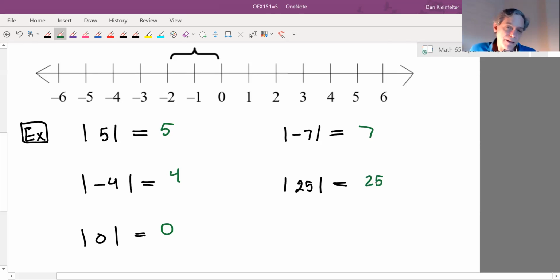A way to think about absolute value is that if you're taking the absolute value of a positive number, the answer is just that number itself. If you're taking the absolute value of a negative number, you will give back the opposite for an answer.